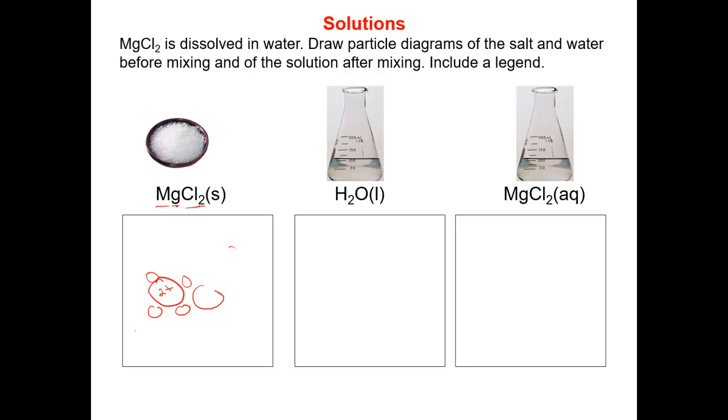Right? The thing about ionic compounds is they are nice, neat rows and columns of these ions. So whatever you draw, you want to make sure that you have twice as many chloride minuses. Those are the minuses to the 2 plus on the magnesium, and in this case the magnesium is larger. For the water, you want to indicate that you have hydrogen bonding. So there's this attraction. Hydrogen bonding is usually shown as dashed lines between the waters, right?